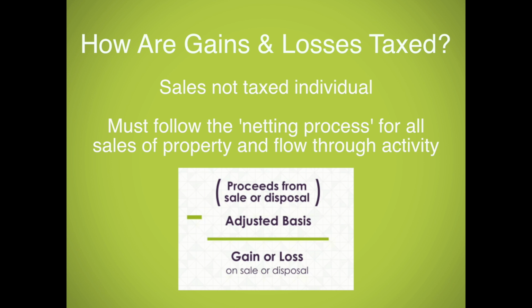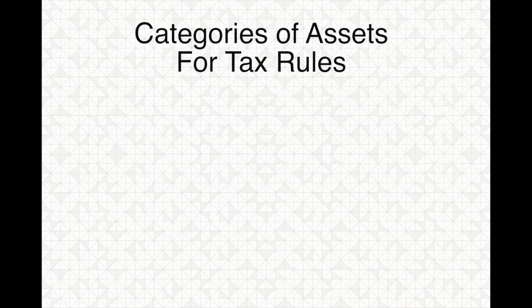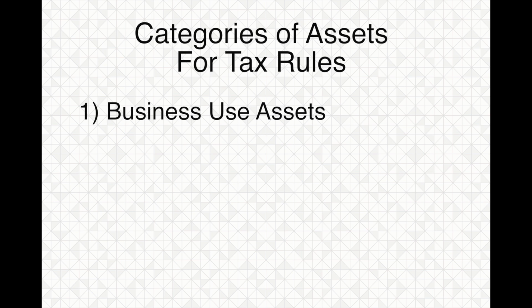In addition to just actual assets that you own and sell, included in the netting process is amounts that flow through to you through activity like in mutual funds or retirement plans, a partnership, or other types of investments. So it's very common to see capital gains flow through. For the netting process, there are two major categories. First is business use assets, and second is capital assets.